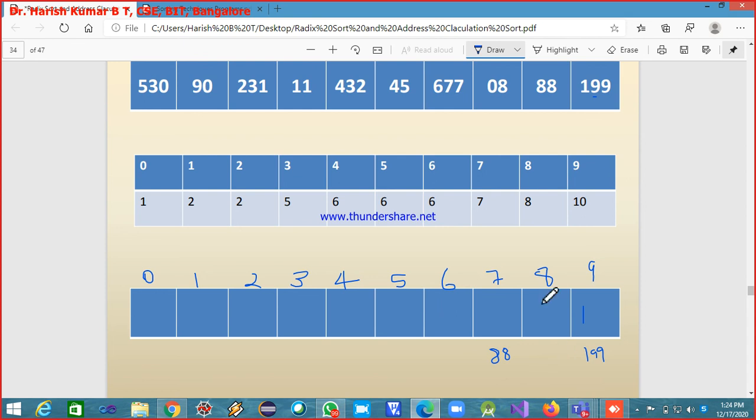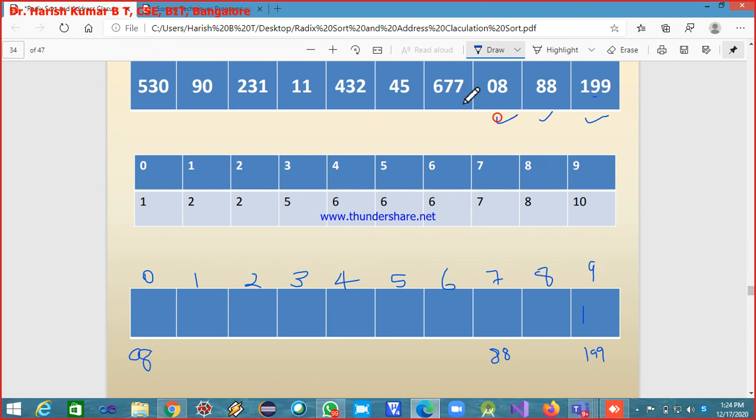Okay, next I'm done with 88 and 199. Now I take the 08. The tens place I have is 0. Now if I come here, it is 1. 1 minus 1 is 0. So I have 08 taking the 0th position. Okay, next 8 is also done.